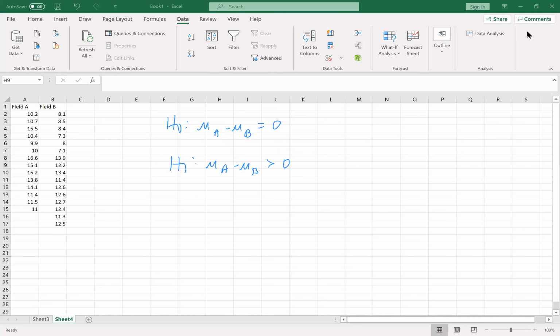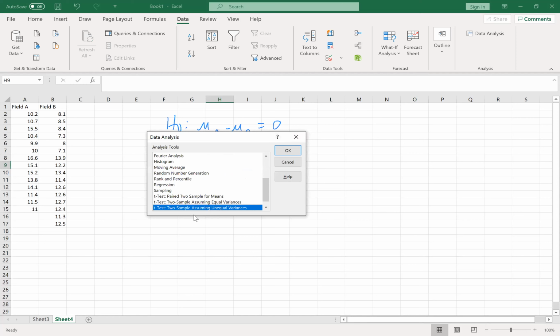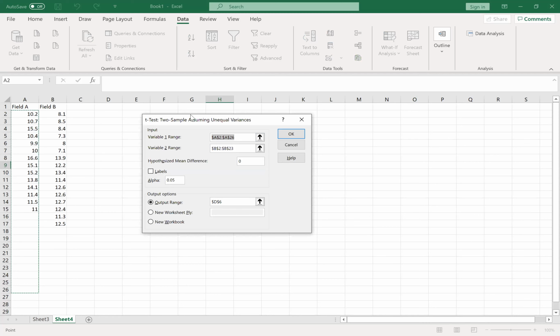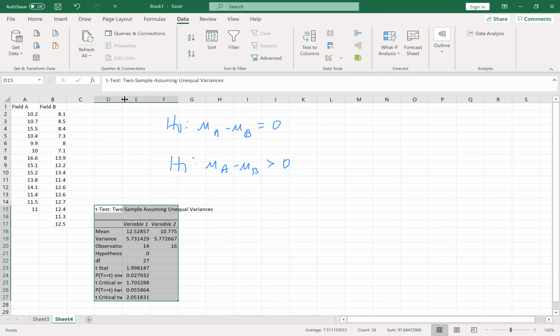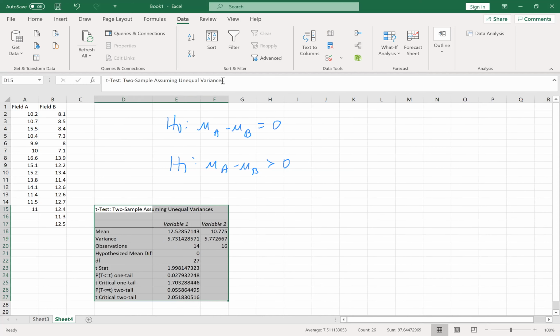So now we need to run our two-sample t-test. We go to Data Analysis, t-test with two samples, assuming unequal variance. And we get our data for field A. We get our data for field B. And we choose our output range. It's right here. So this was a one-sided test. So that means that our p-value should be right here.